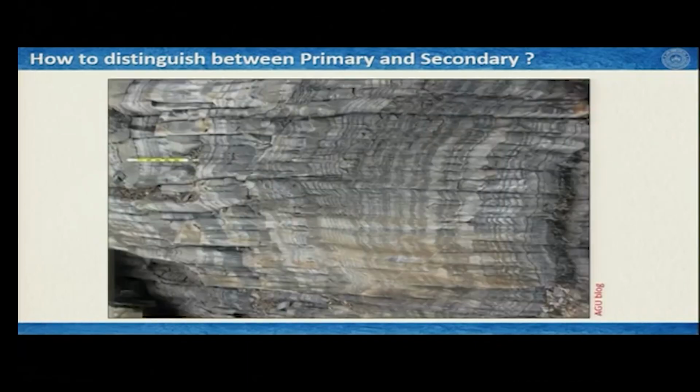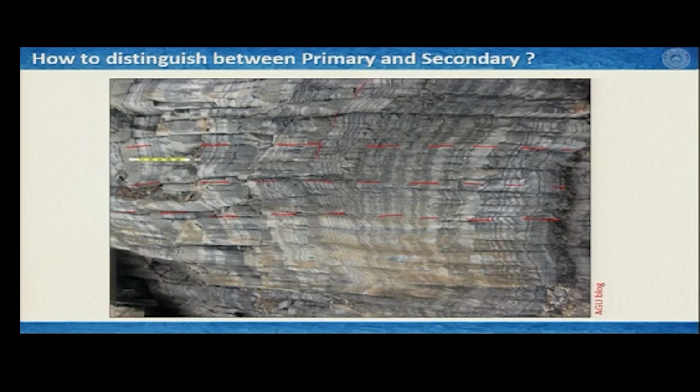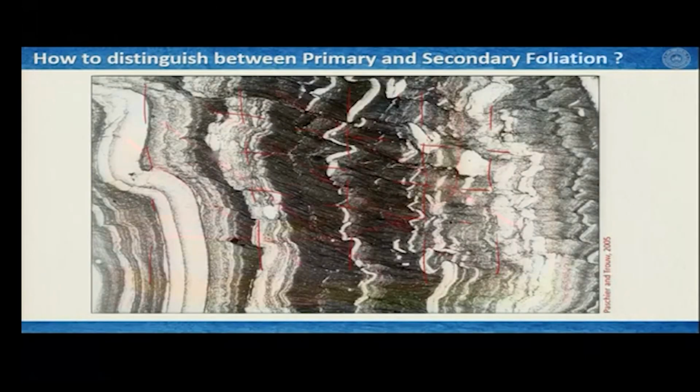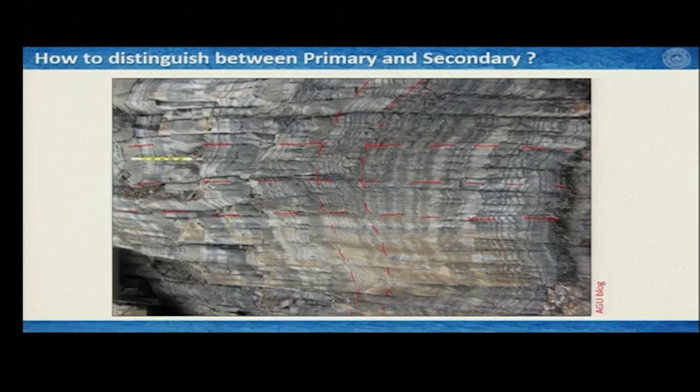And the final one here, I also define it: one set of planes running east west and another set of planes running north south, which in this case is again a little curvy. So, these are the 3 images, this is the first one, this is the second one, and this is the third one. You try to identify which one is primary foliation and which one is secondary foliation.